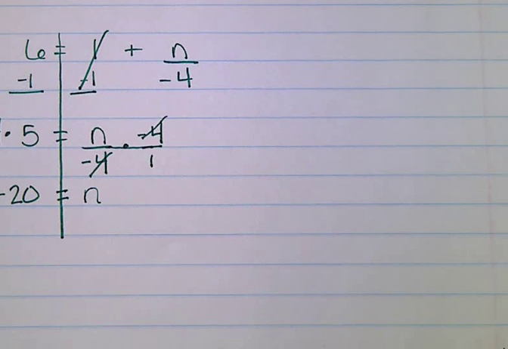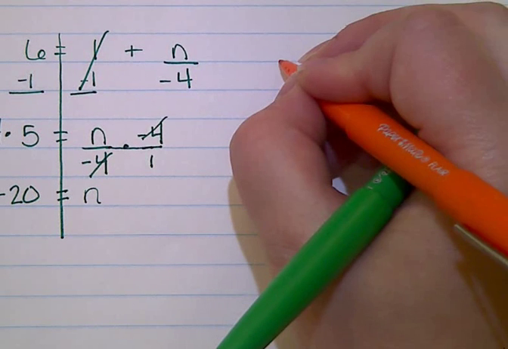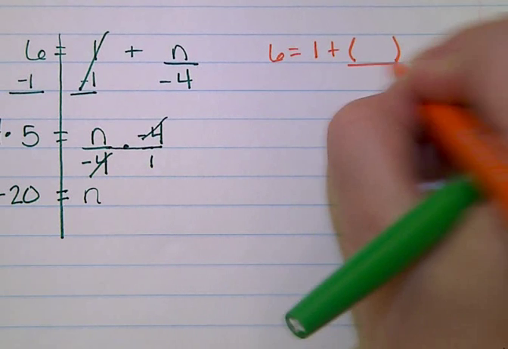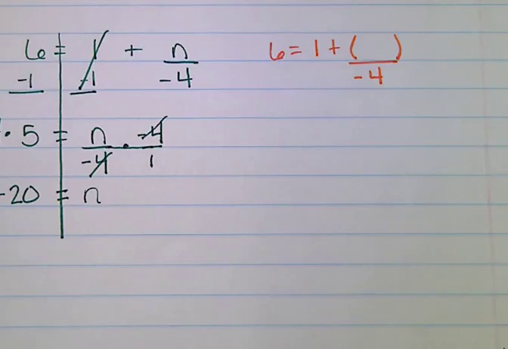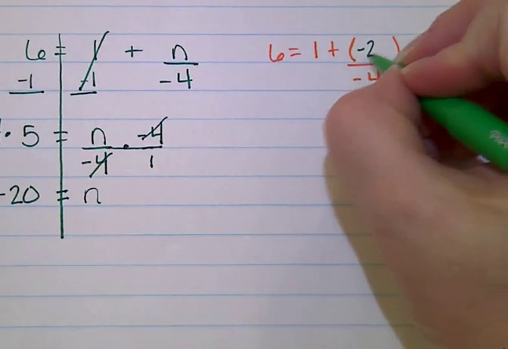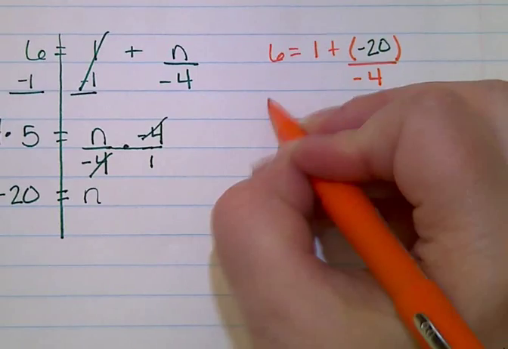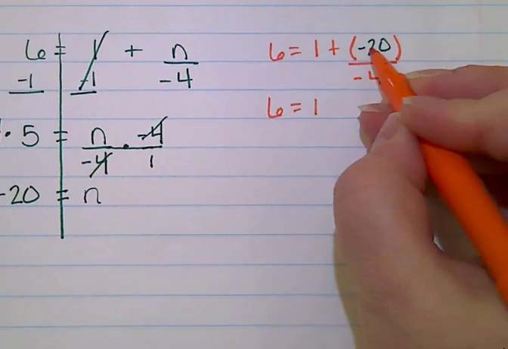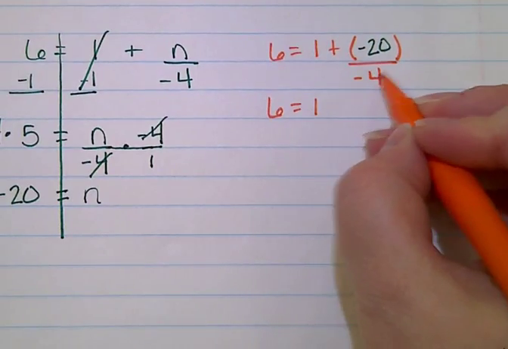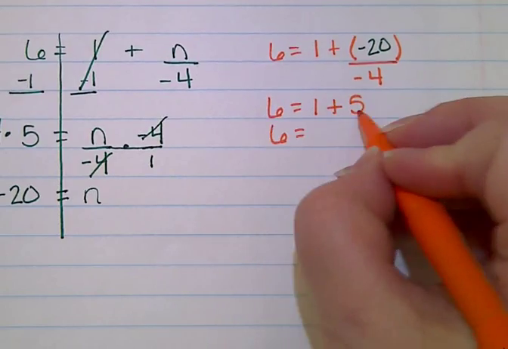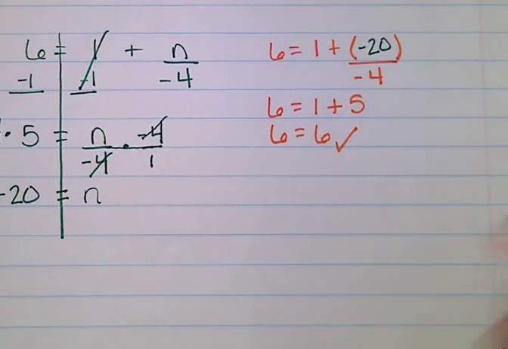Let's check our answer. I have 6 is equal to 1 plus something divided by -4. And I think the something is a -20. Let's take a look. 6 is equal to 1. -20 divided by -4 is a +5. So 6 is equal to 1 plus 5. 6 does equal 6, and we got it correct.